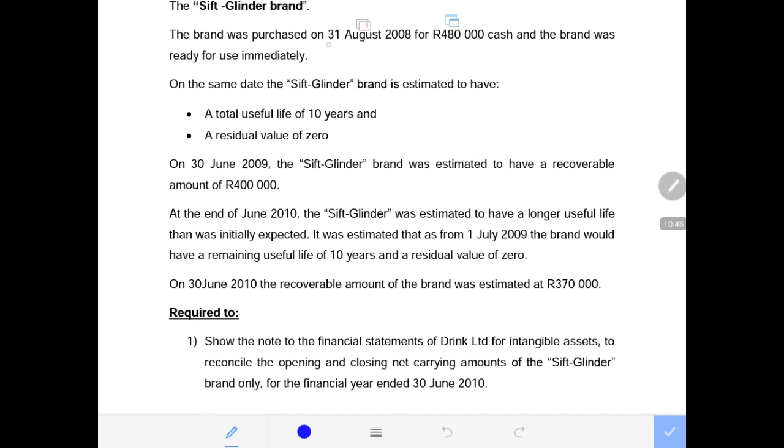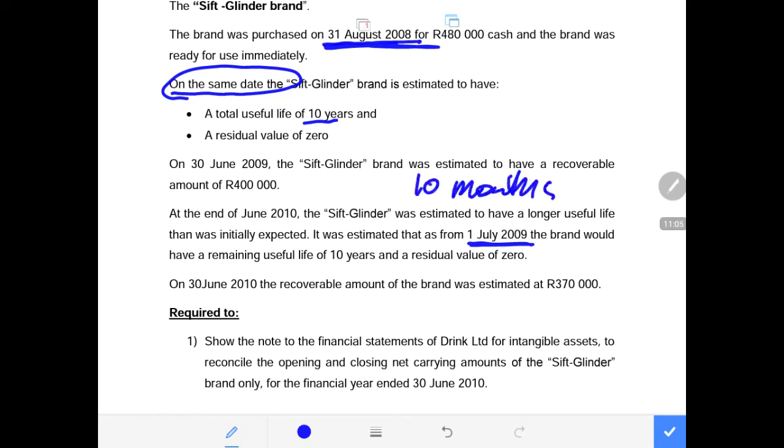Remember, this asset was available for use, and on that same date the useful life was 10 years, meaning from the 1st of September. But you can see now it is the 1st of July 2009, and the remaining useful life is still 10 years, even after 10 months are gone. Because 10 months have gone, it should be 10 years minus 10 months, and that should be the remaining useful life. But even after the 10 months are gone, the useful life of this asset still remains at 10 years. So that is why they say it is longer, yet it is still the same 10 years.